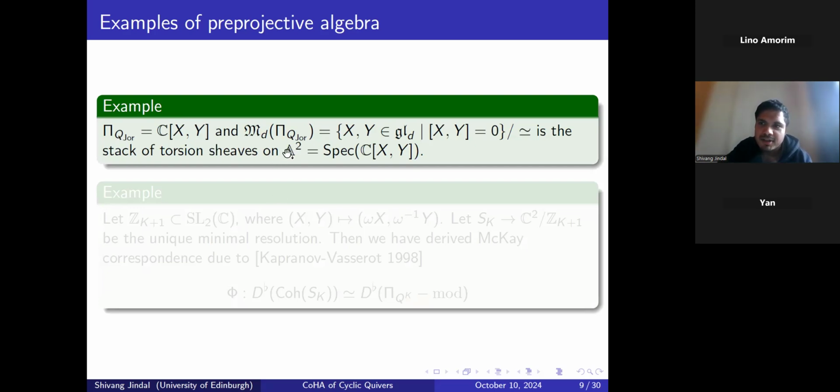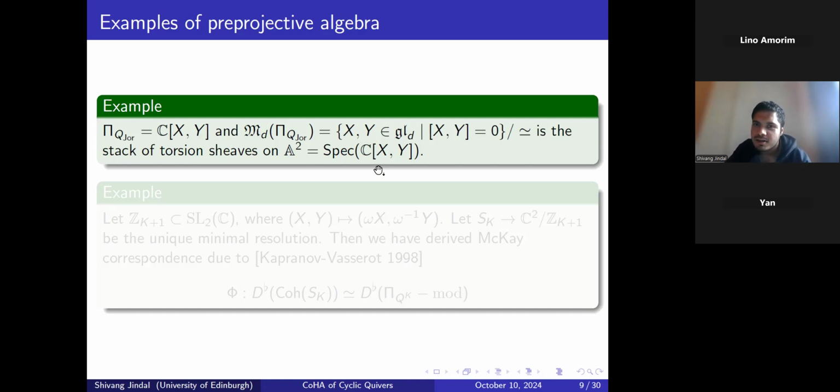While if you look at the d-dimensional representations of the preprojective algebra, this just means you have two commuting matrices, up to isomorphism. Geometrically, this just means you are looking at torsion sheaves on A2, because a torsion sheaf on A2 just means a finite dimensional vector space with an action of x and y which commute with each other, equivalently the commuting variety. This is why the moduli of representations of the preprojective algebra is exactly torsion sheaves on A2.